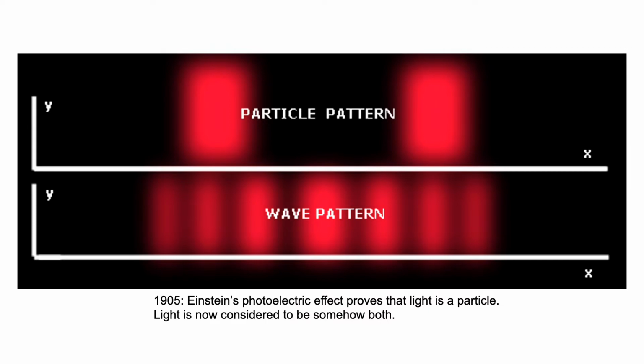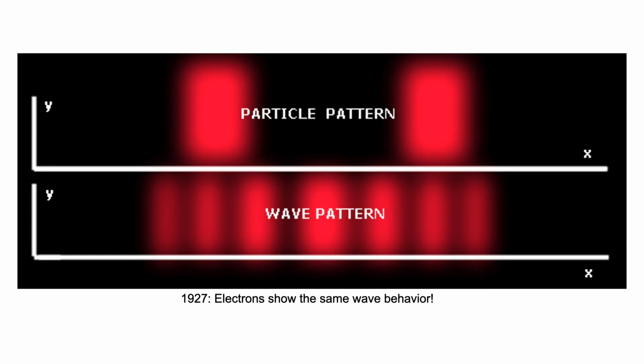Later, Einstein proved that light is actually a particle. So that seemed to create a mystery. Why does light act like a wave in the double slit when Einstein proved that light is made up of discrete photons? In 1927, the double slit experiment showed that electrons also behave like waves when you push them through the wall.